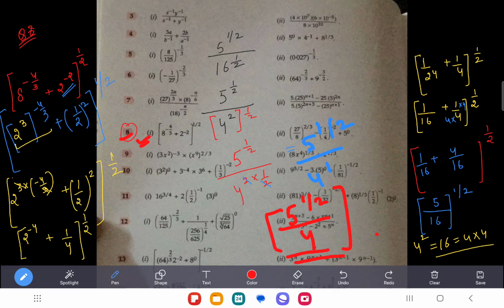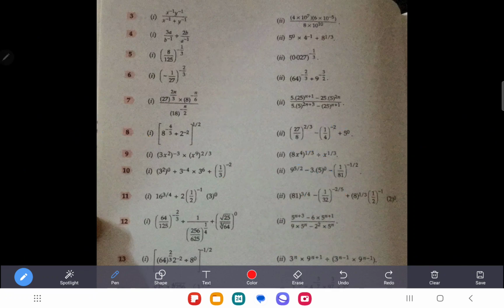Understood? Okay. So this is also done. Sixth is done. Fifth is done. Which one can you solve? 11th you try. For now, I'm going with the very simple question. 10th question also you can try the first part. The 11th question also you can try the first part.